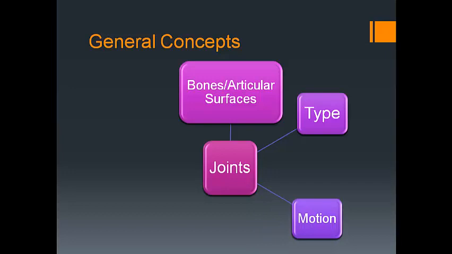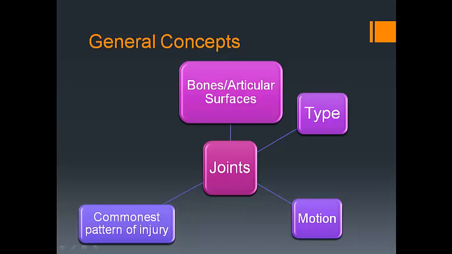So you need to be able to say what type of joint you're dealing with. Another concept that you need to be familiar with is the motion that happens at a joint. Which direction and in what planes does that joint move? Can it move in two planes, one plane? And what position will the limb be in when that joint is in motion?